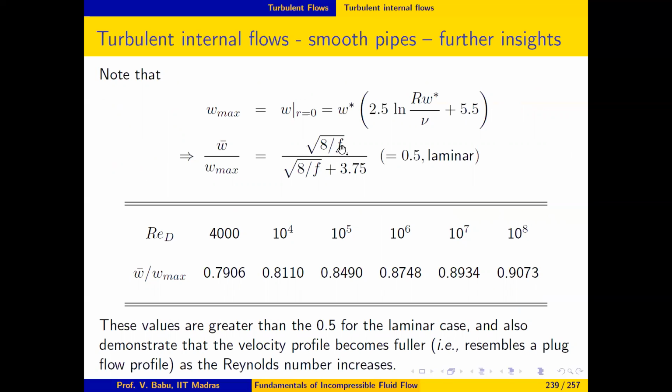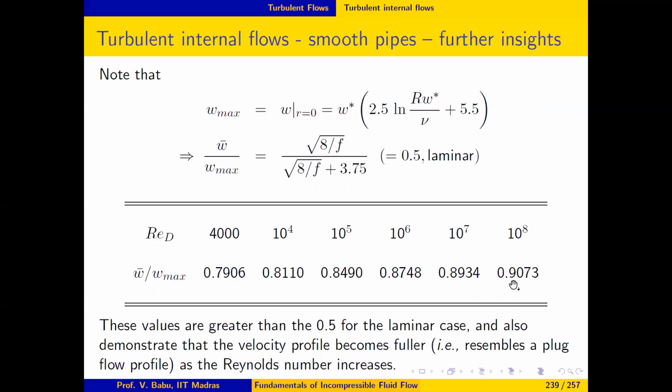We have chosen to write it in terms of friction factor here, but in the case of a smooth pipe, friction factor depends only on the Reynolds number. So this is the ratio of the average velocity to the maximum velocity. It may be recalled that this ratio was equal to 0.5 in the laminar case when the velocity profile was a paraboloid of revolution. In the present case, the ratio has been calculated for different values of Reynolds number starting from 4000. It can be seen that the value is higher than the 0.5 corresponding value for the laminar case right from the beginning, and it keeps increasing as the Reynolds number increases.